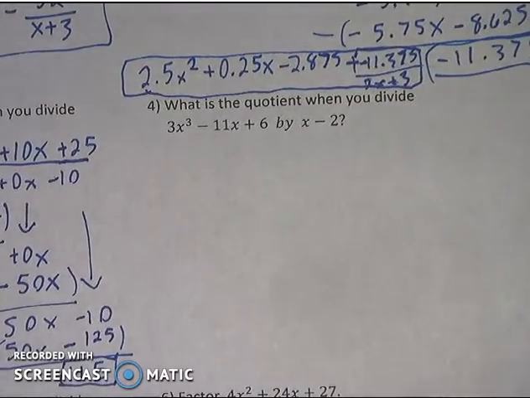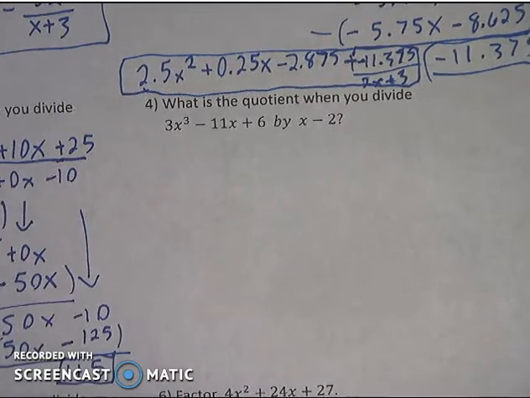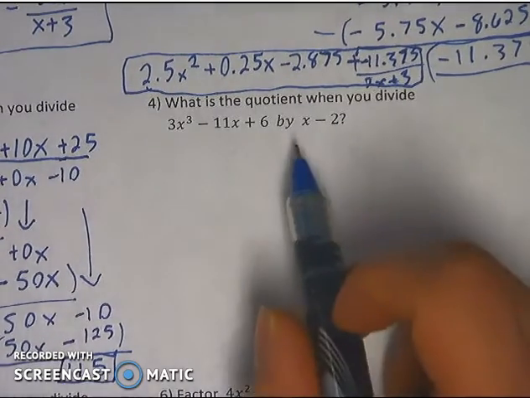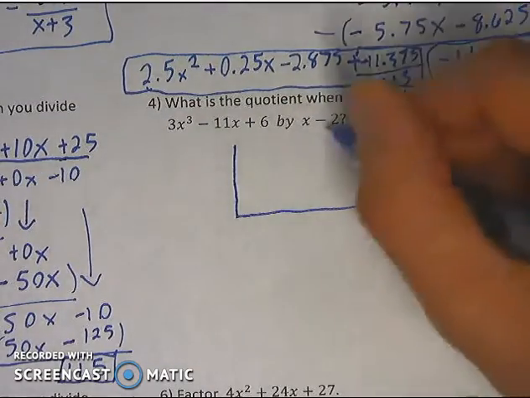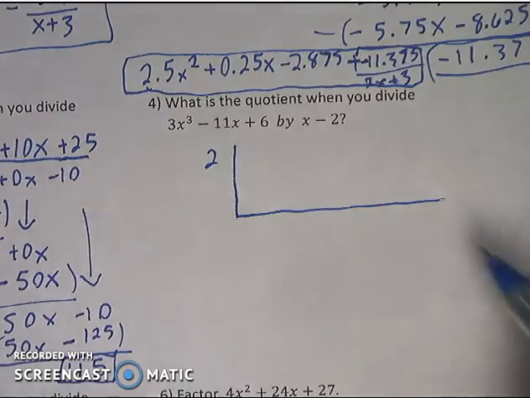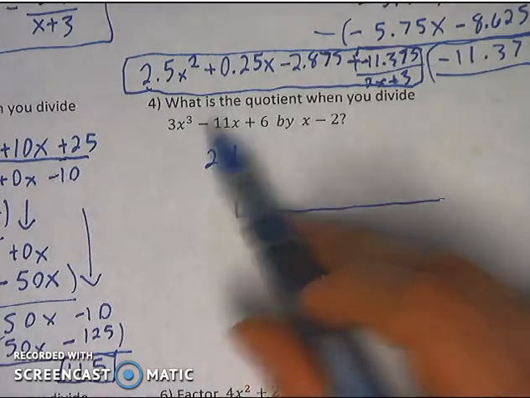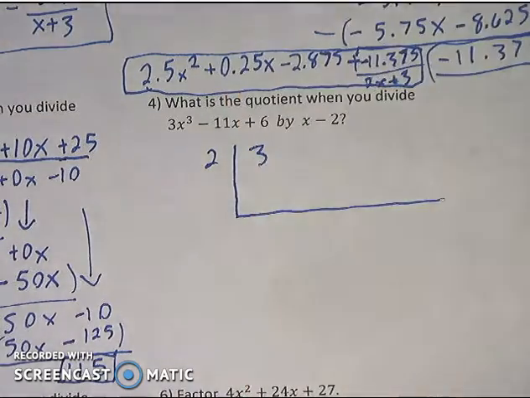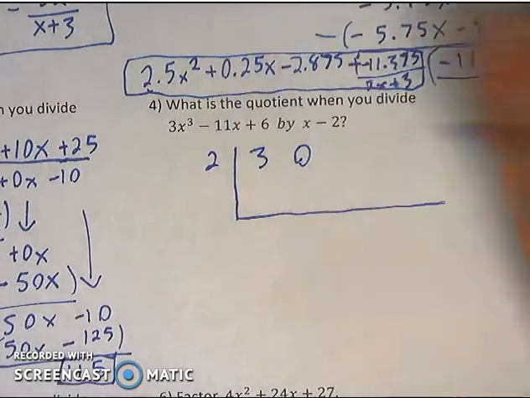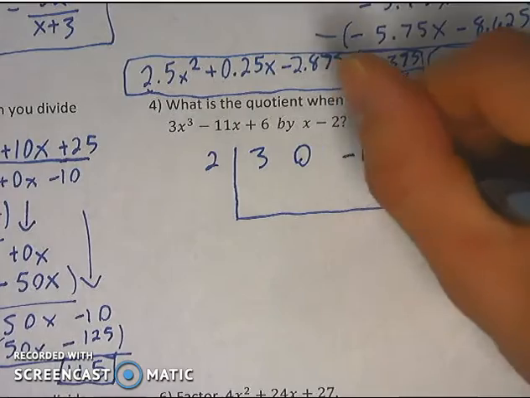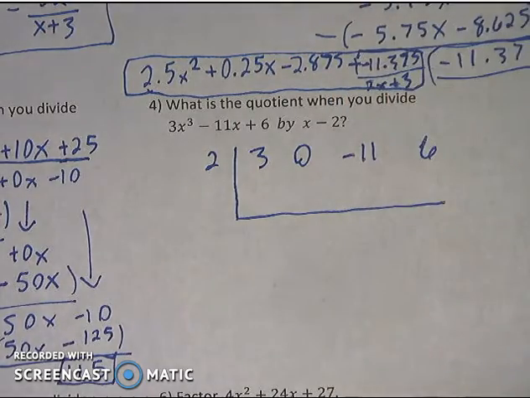But on number 4, we can use synthetic because it says, what is the quotient when you divide 3x cubed minus 11x plus 6 by x minus 2? Since there's nothing in front of the x, we can do it the easy way. We just use synthetic. So it says minus 2, so I'm going to use a positive 2. The coefficient in front of the x cubed is a 3. The coefficient in front of the x squared, well, there isn't an x squared, so that means the coefficient is 0. In front of the x is a negative 11, and then the constant is a 6.